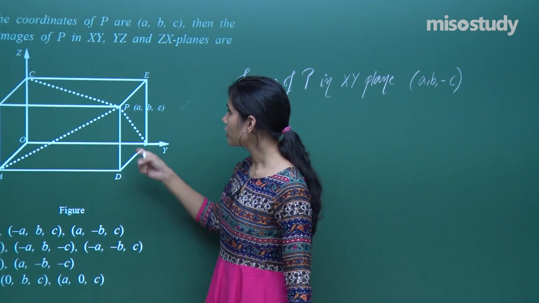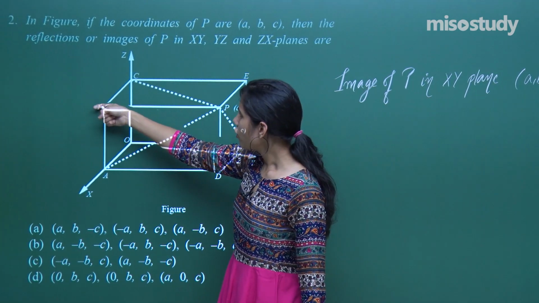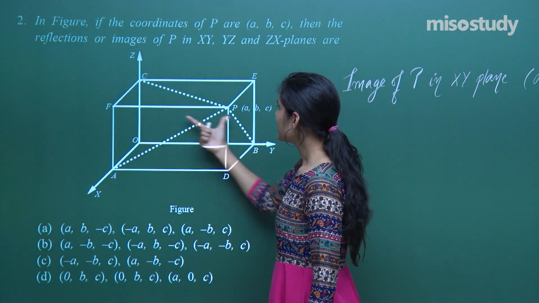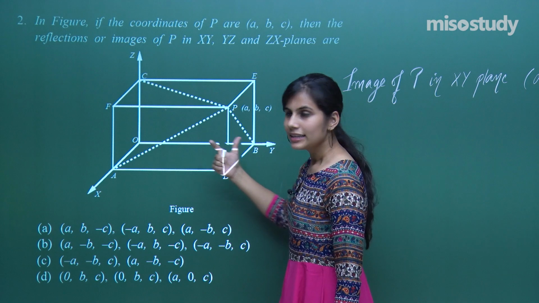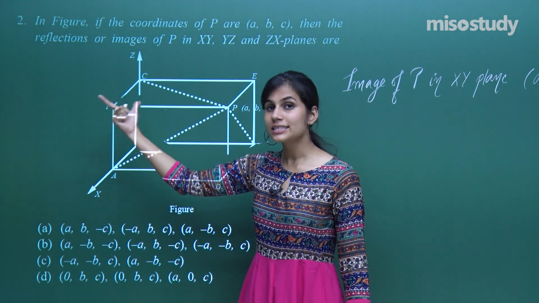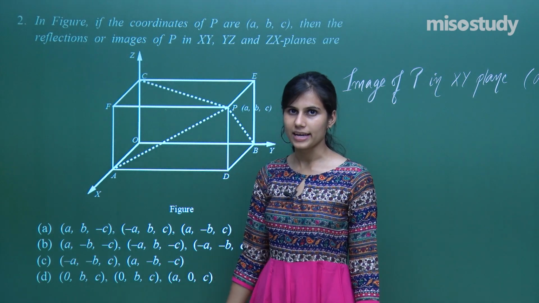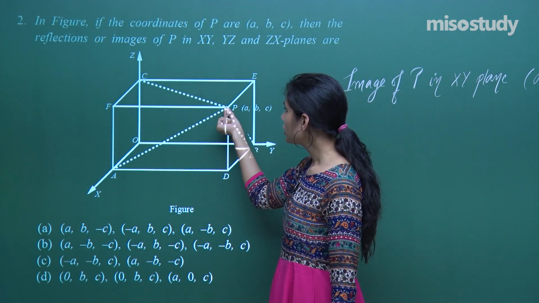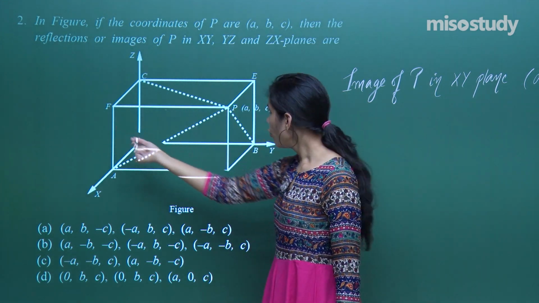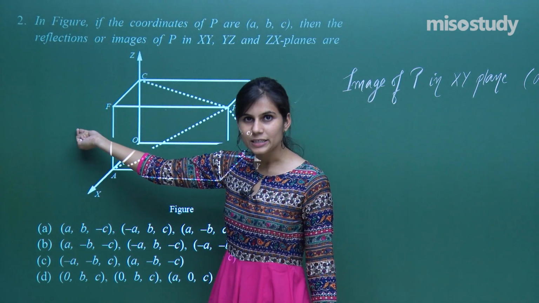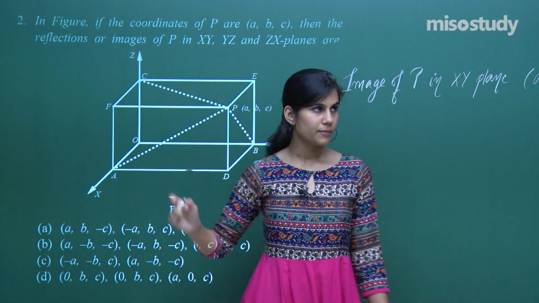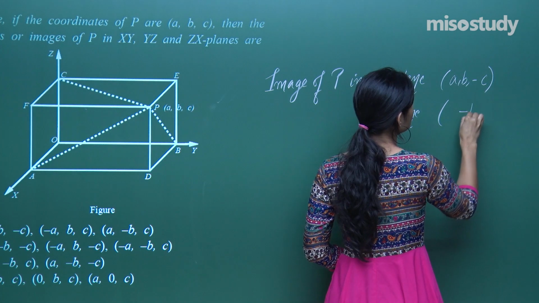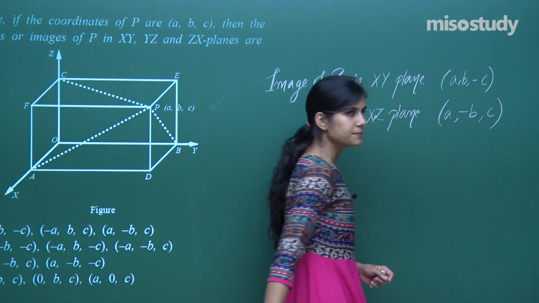Exactly in a similar fashion, when I am talking about its reflection along the XZ plane, what is going to happen is the same distance as it is covering along the y-axis, the same distance will be covered on the other side along the y-axis. Apart from that, x and z coordinates are not going to change at all. So when you are talking about the reflection of P along the XZ plane, only B is going to be changed to minus B, rest A and C are going to remain the same. Okay?